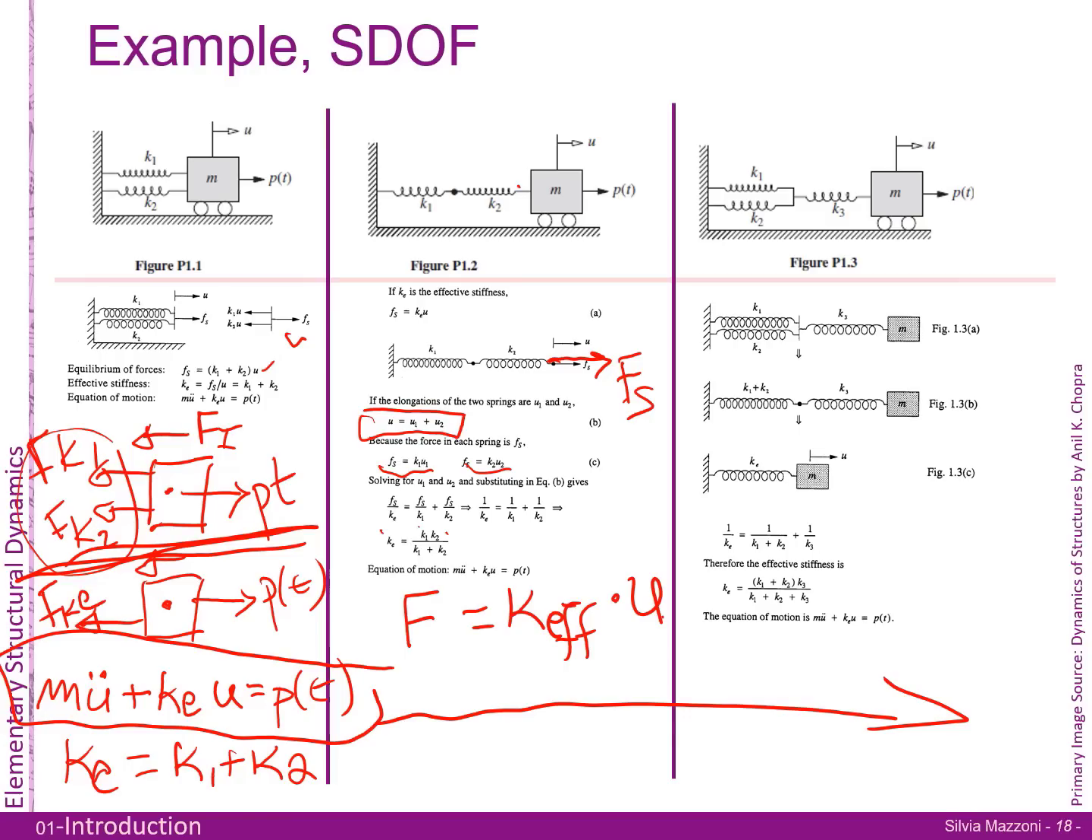And therefore the K effective, 1 over K effective, is this equation right here, which you then have to simplify and turn over. K effective is equal to K1 times K2 over K1 plus K2, okay? This is pretty much the equivalent stiffness in series, in springs in series, okay?